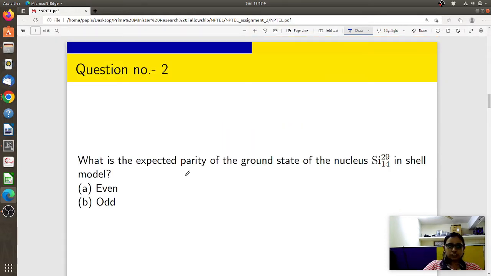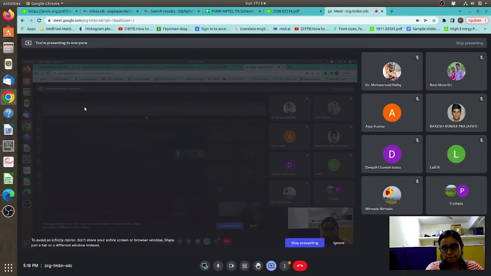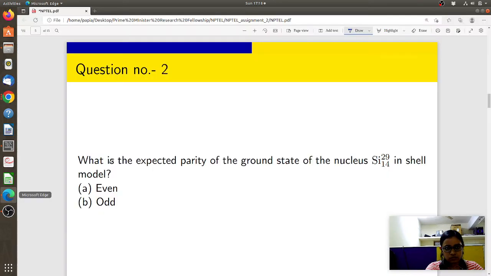In the next question, the question is: what is the expected parity of the ground state of the nucleus silicon-14, 29, in the shell model? Obviously the parity is also a property of a nucleus, so this is very similar to the first question. At first we have to find what the valence nucleon will be. So what will the valence nucleon be here for silicon-29?